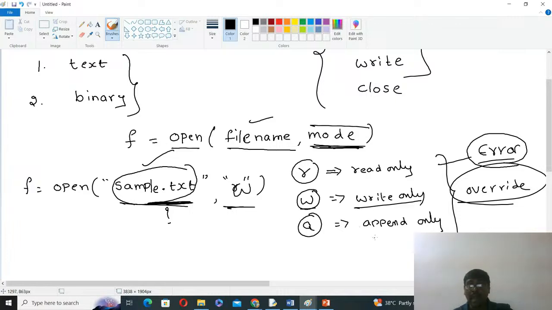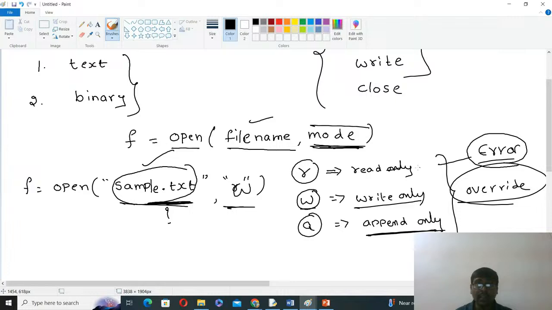Now append mode. Append means adding. Same concept. If the file is not available, then it creates a new file. Append is also writing, so it creates a new file and writes the information. Suppose the file already exists with some data, append means add the data. Whatever data existed, to that data we are adding a new one.